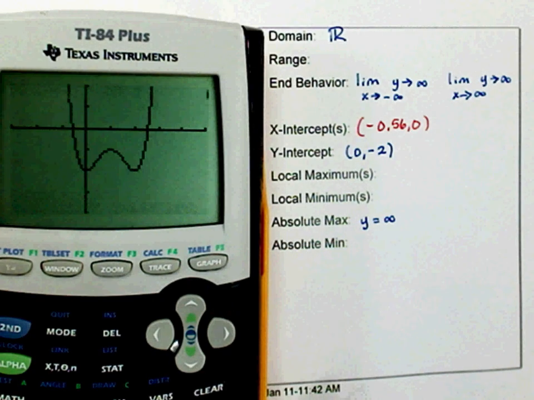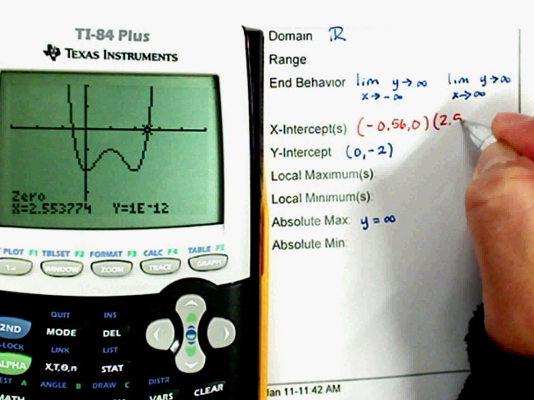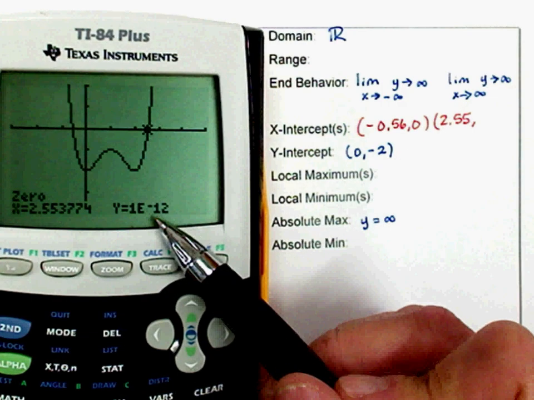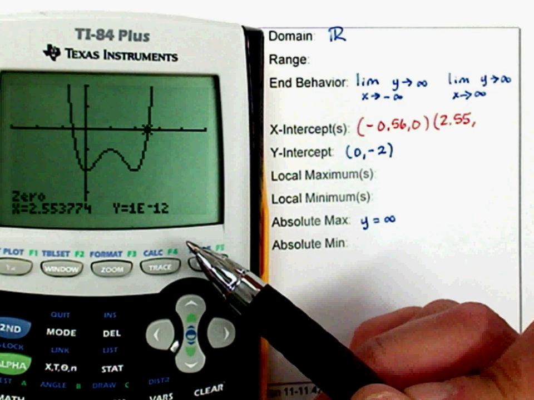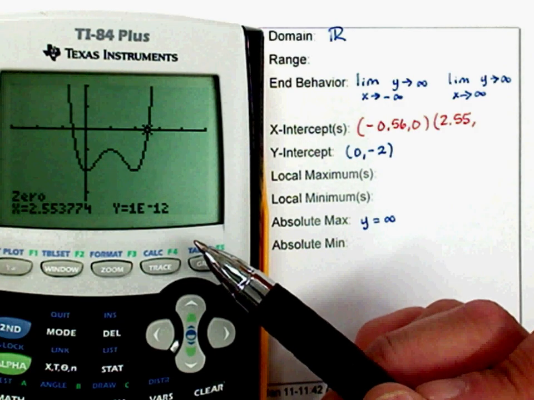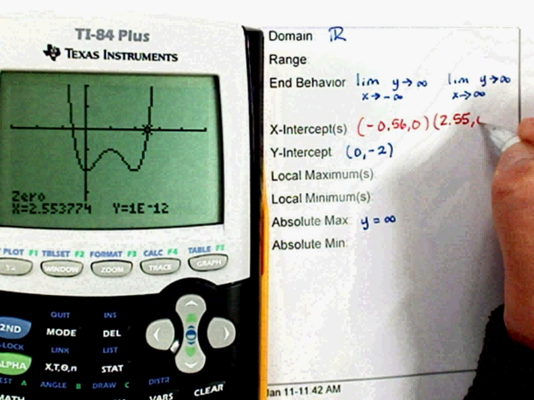So the other 0 is 2.55, comma, now, do you guys see this number? This is the same as 0, because it's 0.12000000000001. Okay, so just write it as a 0. There you go. There's your x-intercept.